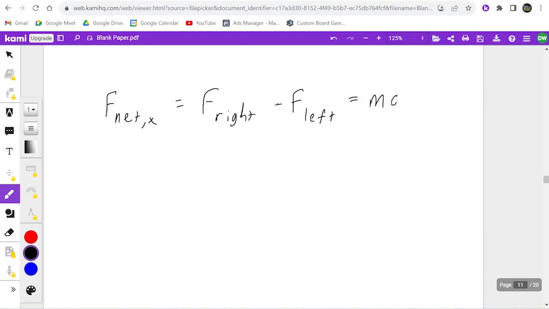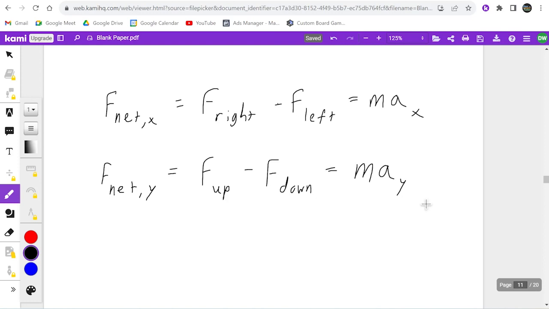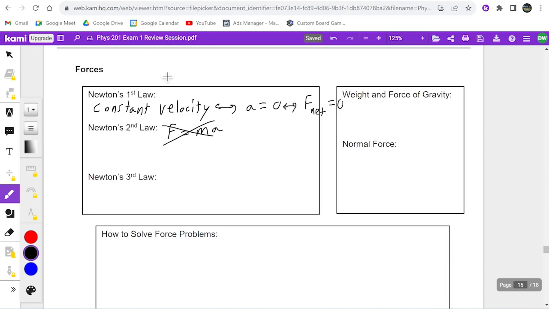And that equals ma x because it's the x velocity. And then we can do the same thing for F net y, the y component of velocity. F net y is equal to all the forces pointing up minus the forces pointing down. And that equals mass times acceleration in the y direction. Now, of course, before we use the equation, we probably got to do a free body diagram first, but that's coming later. And then Newton's third law.